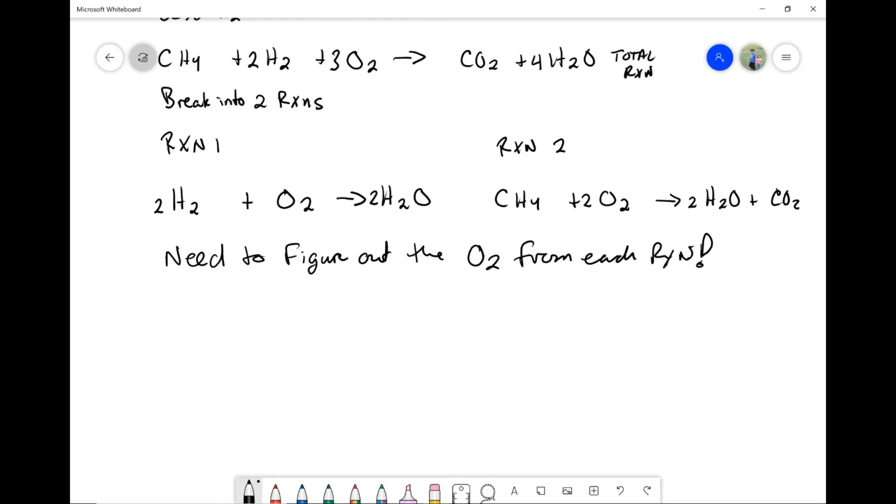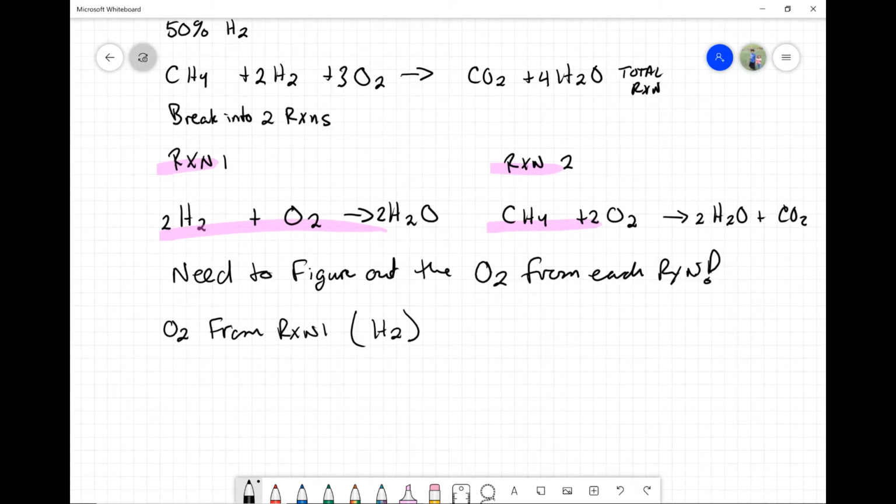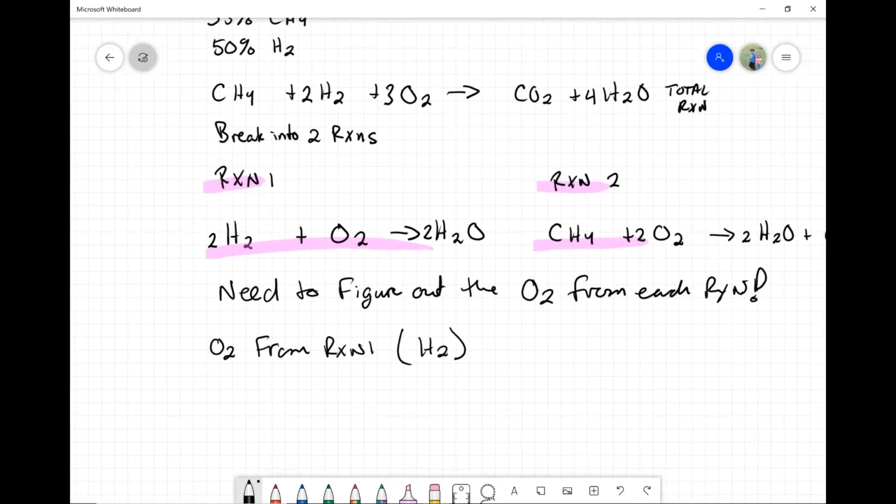All right, so let me highlight reaction 1, reaction 2, and we need to figure out the O2 from each reaction. So the O2 from reaction 1, and reaction 1 is dealing with the combustion of hydrogen. And our basis now, we figured it out already. This becomes our basis, 1155.64 cubic meters.